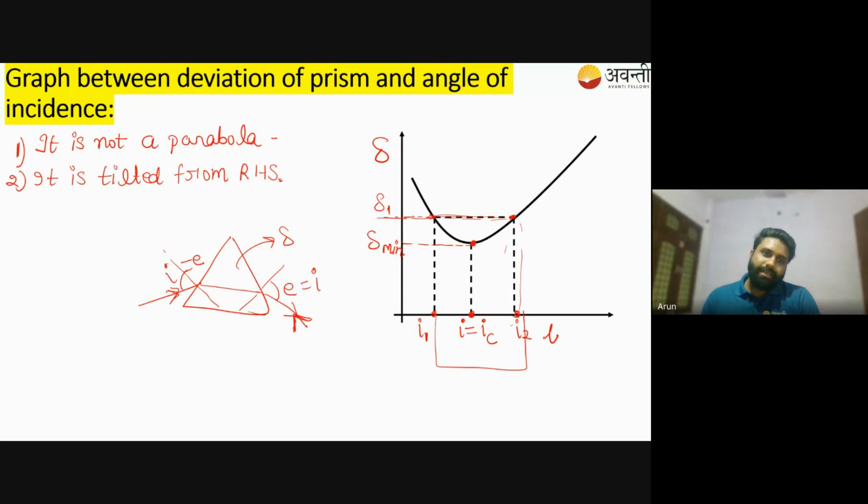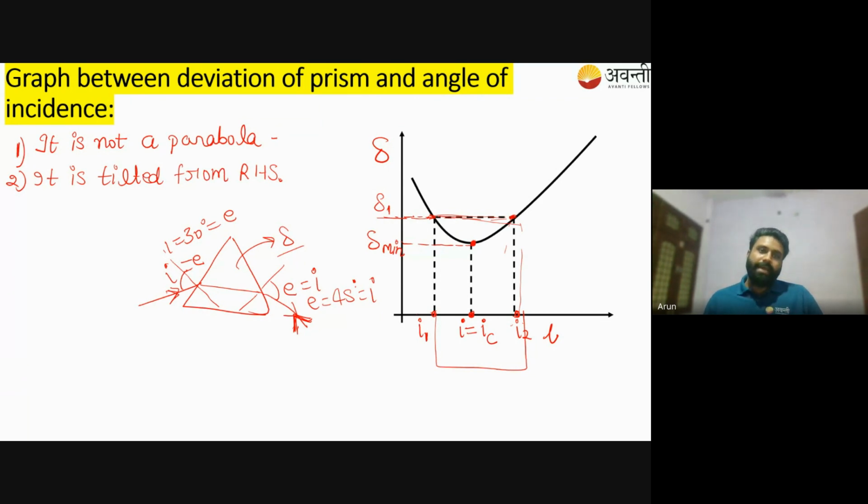Let's say the angle of incidence in the first case is 30 degrees and the emergent angle you are getting is 45. But if you make the angle of incidence from this side 45 degrees, the angle of emergence will become 30 degrees. Got it? So for these two values the deviation is the same, and that is also observed from this graph. For two different values of angle of incidence, you have the same value of deviation.